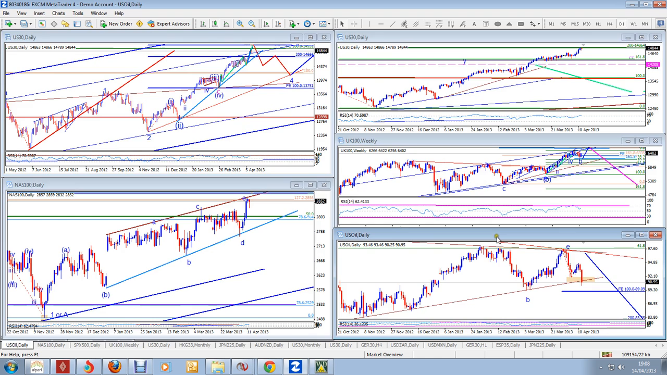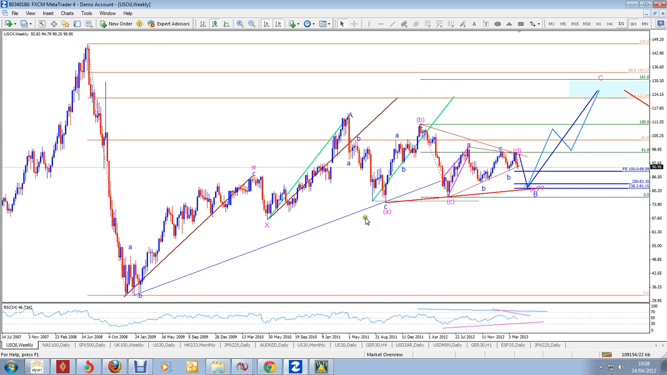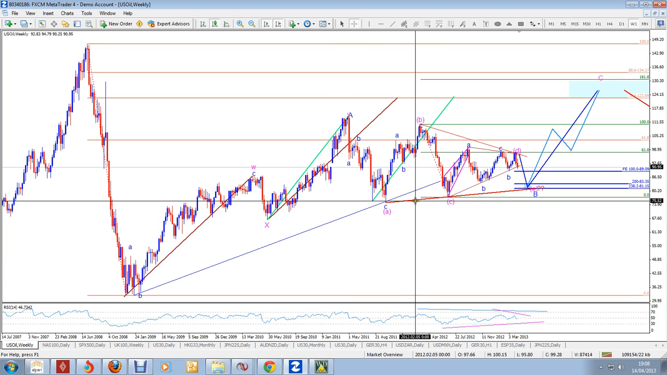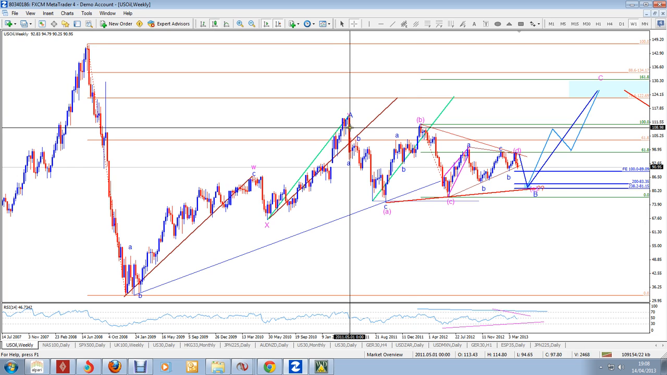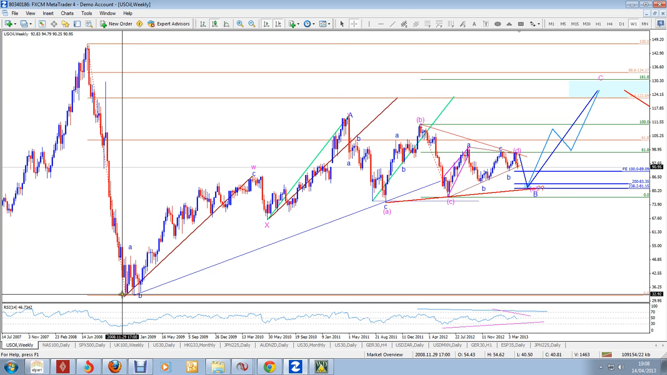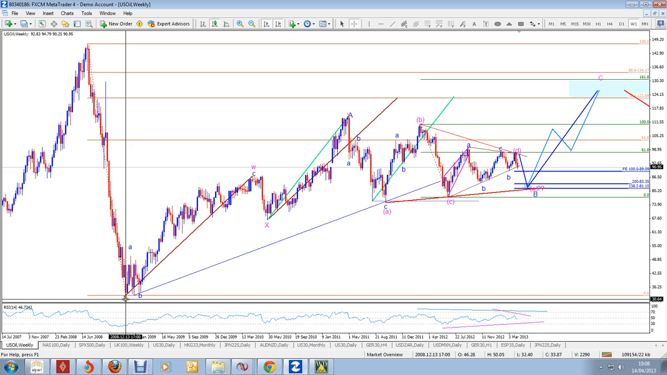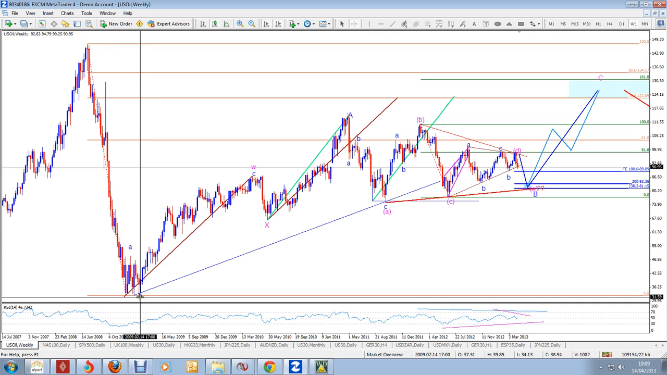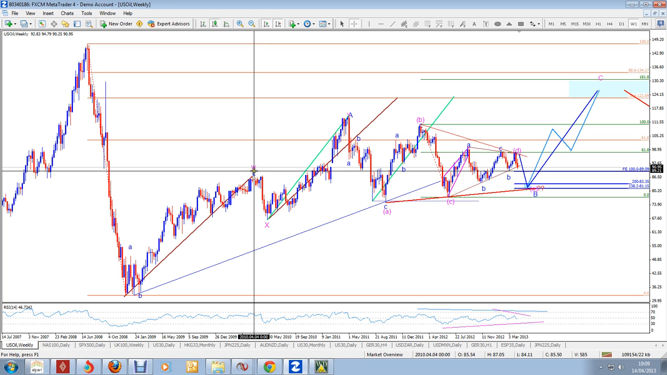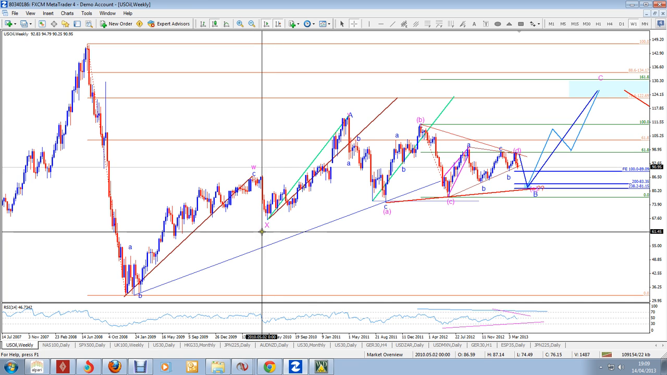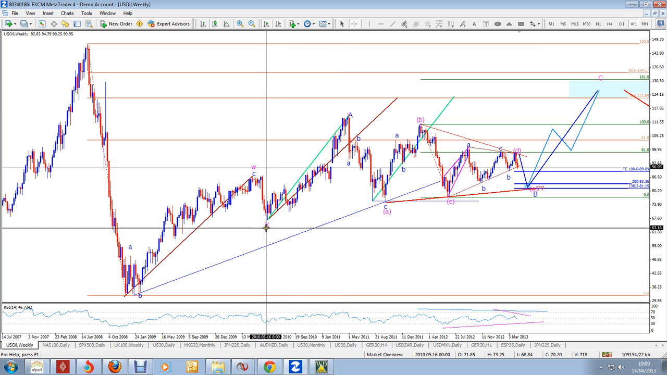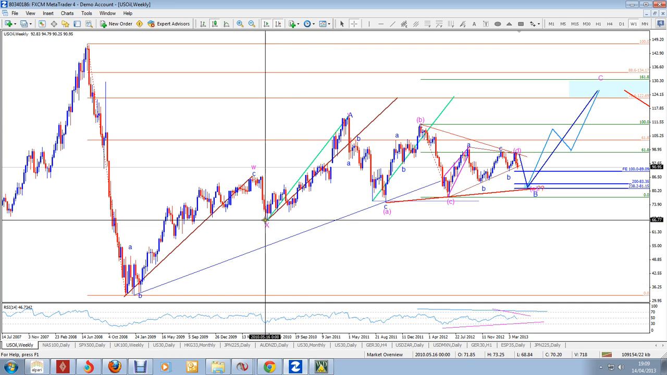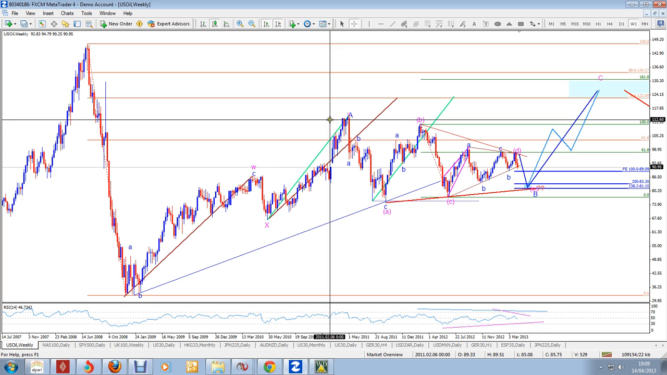If you look at the oil, on the oil we have this little unusual pattern here, in a sense that we have a triangle, but it's not quite the triangle starting from here. So let me just explain quickly that we have a wave 1 of the very low here back in 2008. We have wave A, B and C that gave us the W, wave X, and then we've started up again, and we've got again W, X and Y.